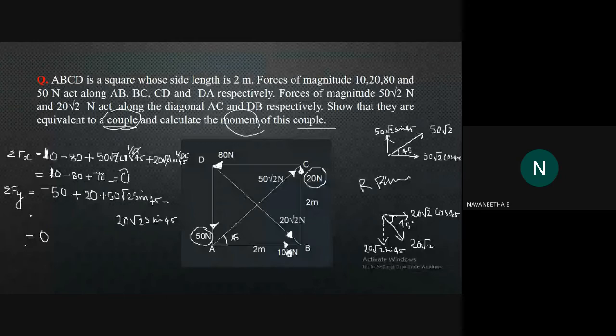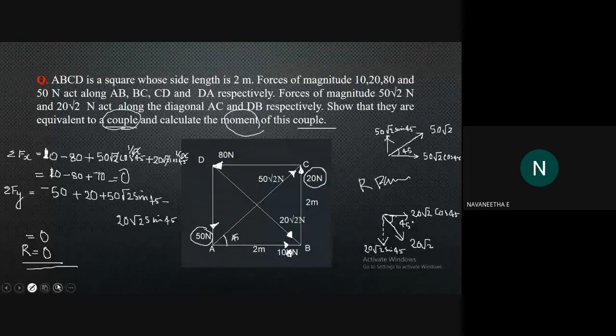So what about the resultant? Root of sigma fx square plus sigma fy square, that is root of 0 square plus 0 square, equal to 0. So the resultant is 0. So we cannot say that the entire system is a couple or the entire system is in equilibrium. We have to clarify that. How can we clarify that the entire system is an example of a couple?